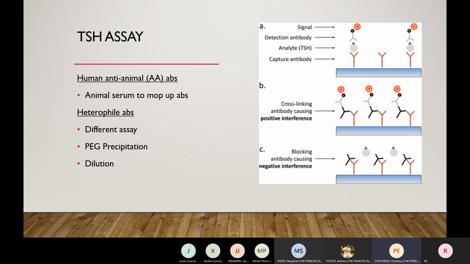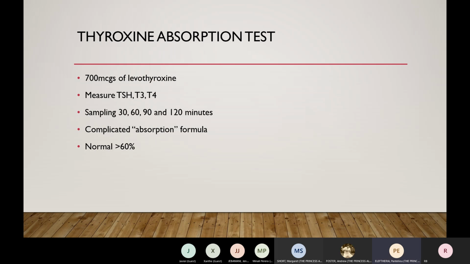And there are ways of dealing with that. When it's suspected, we can use a different assay that uses different antibodies. We can remove these interfering antibodies by precipitation or dilution. And sometimes if anti-animal antibodies are suspected, we can add animal serum, commonly anti-mouse or mouse serum, to mop out the antibodies and resolve the interference issues. So there were no TSH interference issues with this lady.